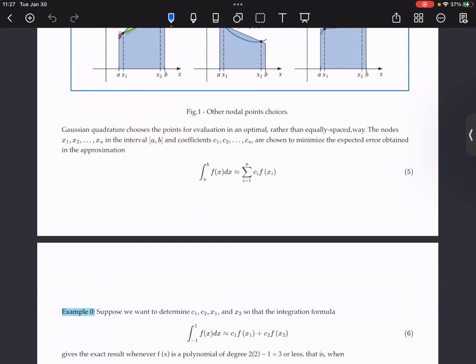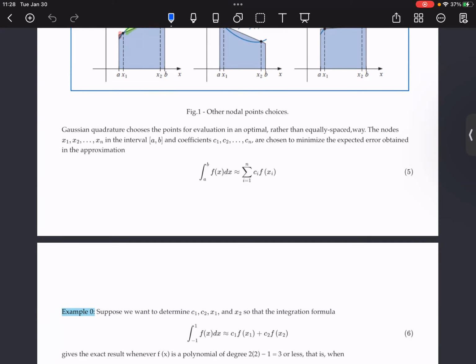What can we do? We can go to the Gaussian quadratures, and the key to Gaussian quadratures is to choose the nodal points smartly. We can choose some nodal points in between the interval, but we are not sure how to choose them at this moment. But let's take a look at this sample.